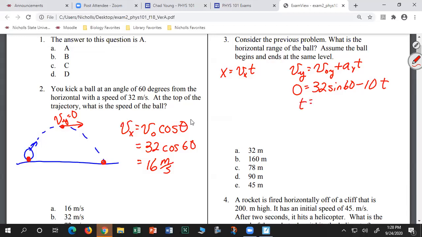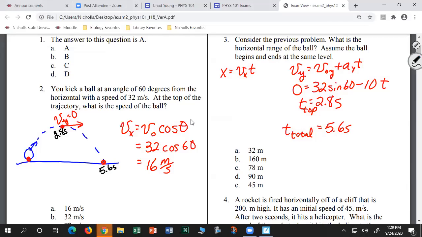T then is going to be equal to 2.8 seconds. Now, if I did 16 times 2.8, I would get 45 meters, and that's an option, but that's not right, because I need to get the right time. It's not 2.8 seconds, but twice that, or 5.6 seconds. This is time at the top. Really, I want to know the total time, which is going to be 5.6 seconds. Over here is 2.8 seconds, and then another 2.8 seconds elapse, giving me 5.6 seconds.